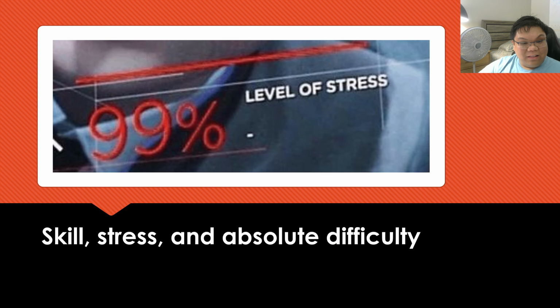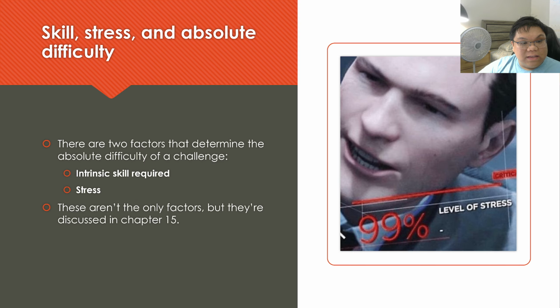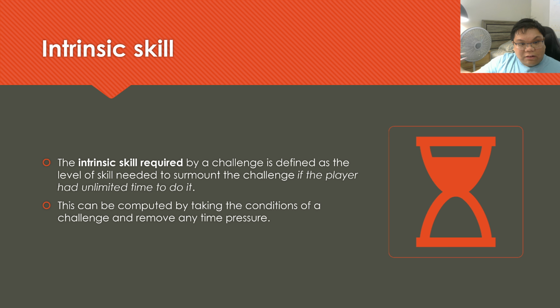Now we get to skill, stress, and absolute difficulty. Skill, or rather intrinsic skill required, is one of two factors that determines the absolute difficulty of a challenge. The other one is stress. These aren't the only ones, and the others are covered in Chapter 15. Intrinsic skill required by a challenge is defined as the level of skill needed to surmount a challenge if the player had unlimited time to do that challenge.